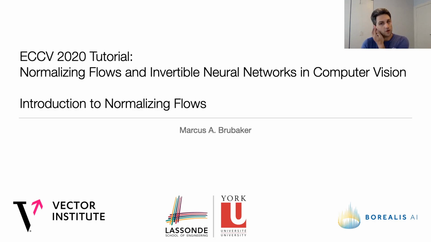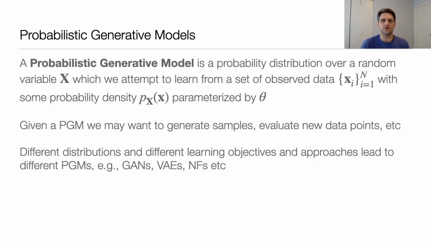So what are normalizing flows? Normalizing flows are a particular form of probabilistic generative model. And a probabilistic generative model is simply a probability distribution over a random variable, which we'll just call here x, which we're going to attempt to learn from a set of observed data. And this is going to have some probability density and maybe some set of parameters theta.